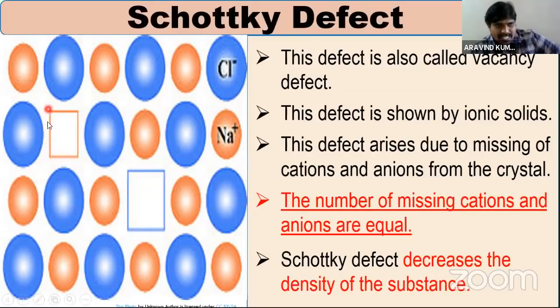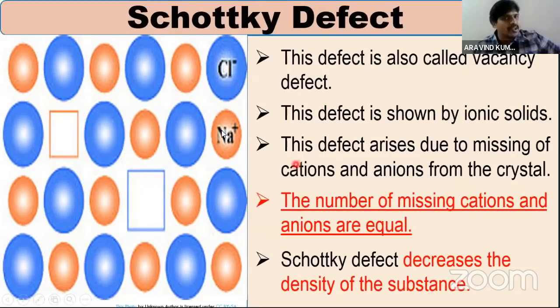At this point you are seeing a vacancy, the non-availability of an ion. Which ion should be present? Na+. So this defect, the Schottky defect, is a vacancy defect which occurs due to the missing of cations as well as anions in order to maintain electrical neutrality. The blue sphere is the chloride ion, and this chloride ion is also missing from the crystal. It means the Na+ ion is missing as well as the Cl- ion. Therefore, this defect is called a vacancy defect.